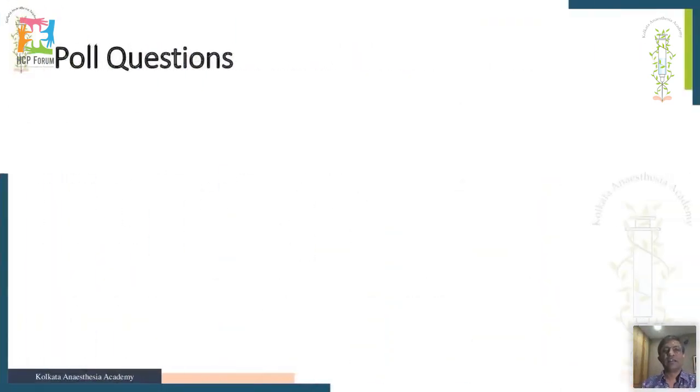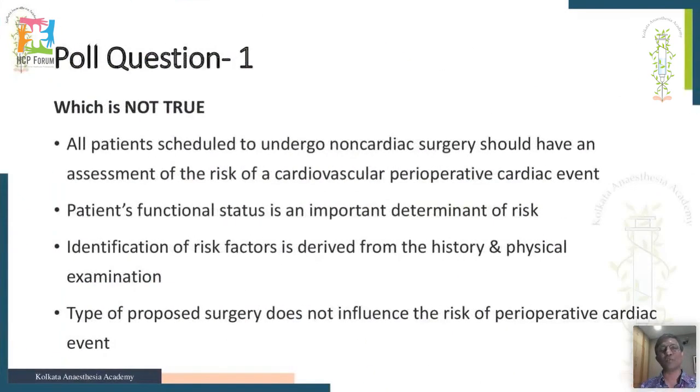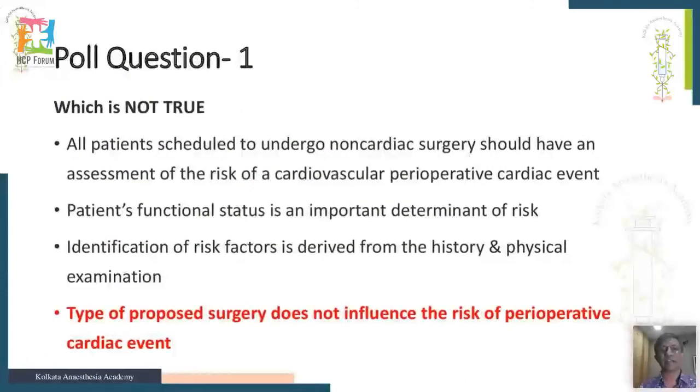And with that, we will wind up with the answers to the poll questions. I could figure out that most of you got most of it absolutely correct. And this is very, very simple. Which of it is not true? Of course, the type of surgery does influence the risk of perioperative cardiac outcome. More than 70% of people voted for this.